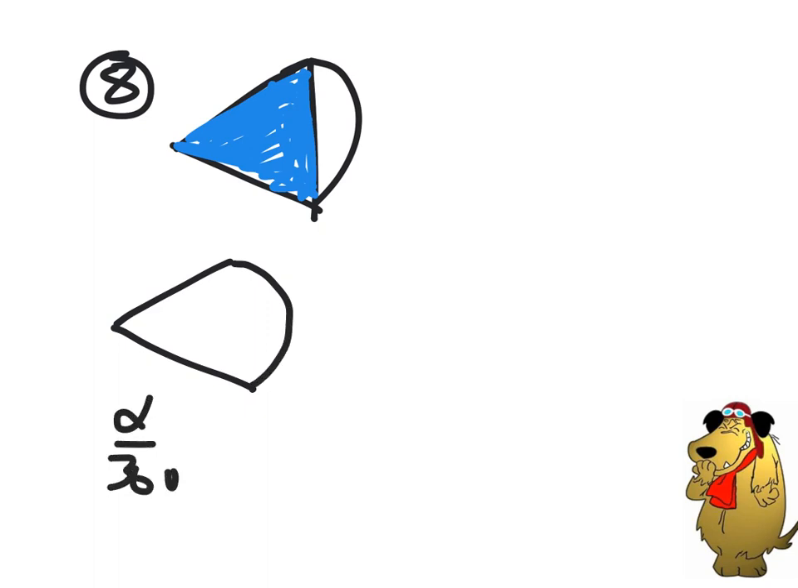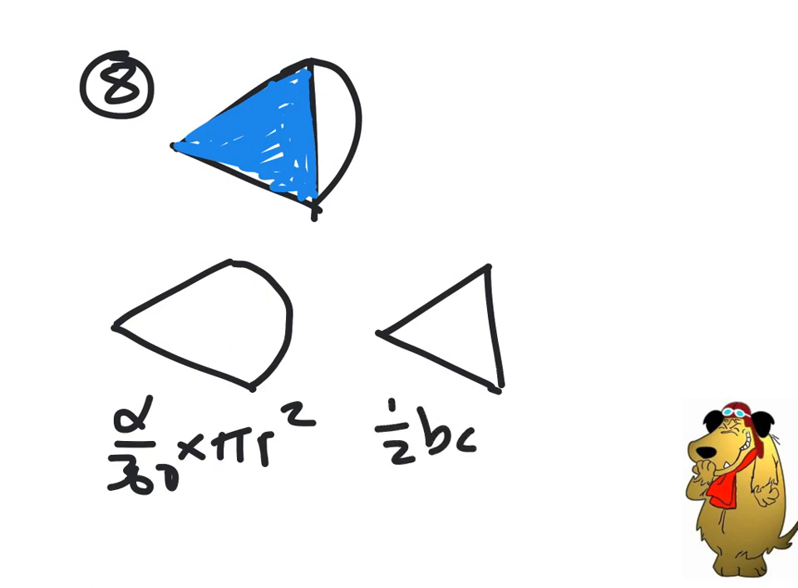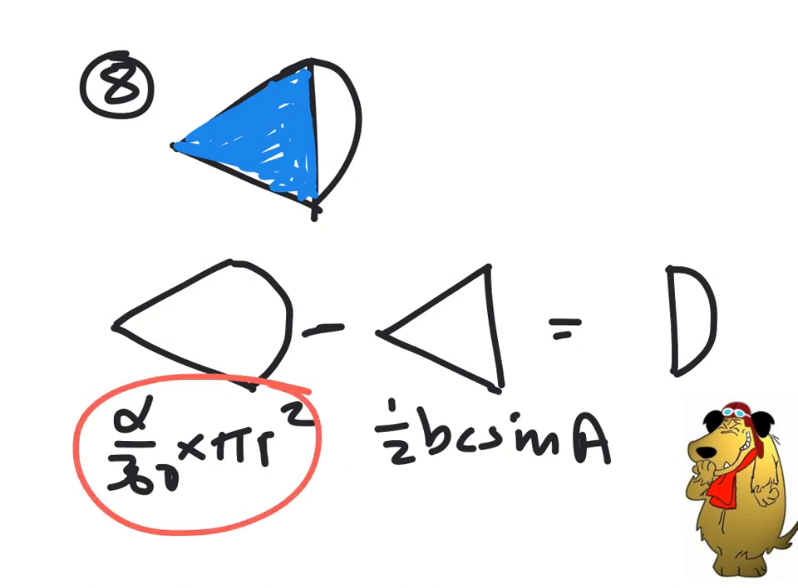Last question, number 8. How are we going to find that white area? Well, that white area looks like I'm going to work out the sector, which is alpha over 360 times pi r squared. Then I'm going to get the triangle part, a half bc sine A. And if I take them away, then that's going to leave me with the wee segment part that I'm actually looking for.